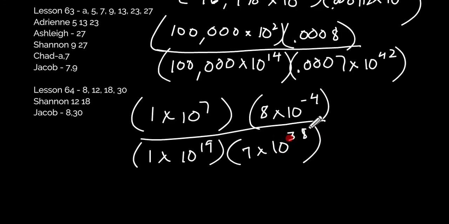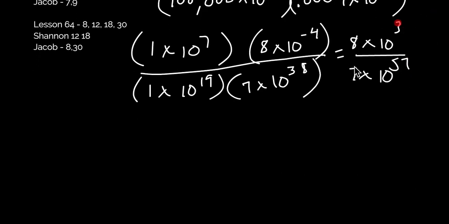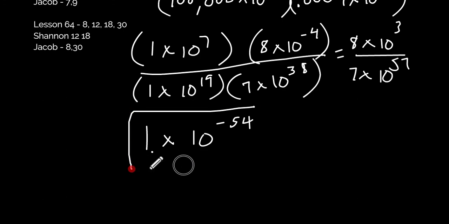This one's not horrible because you don't really have to do too much after this. I'm going to multiply these together, so it's going to be 8 times 10 to the 3rd over 7 times 10 to the 57. All right, now I'm going to divide the 7 into 8. It came out to be 1 something low, so I just made it 1 because we're rounding anyway. So it's 1 times 10. I'm taking 3 minus 57, which would be negative 54. And this is in scientific notation because the decimal point's after the first non-zero digit. So this is the final answer. You can put 1.0 if you want.